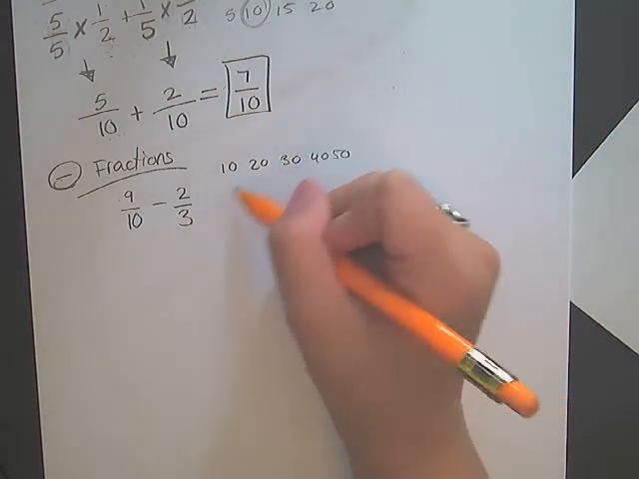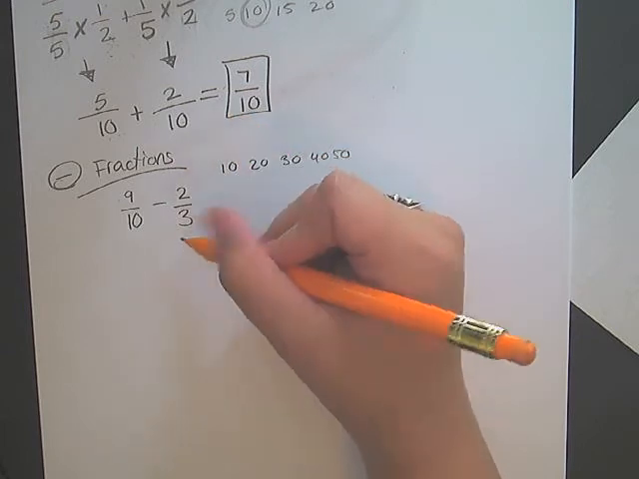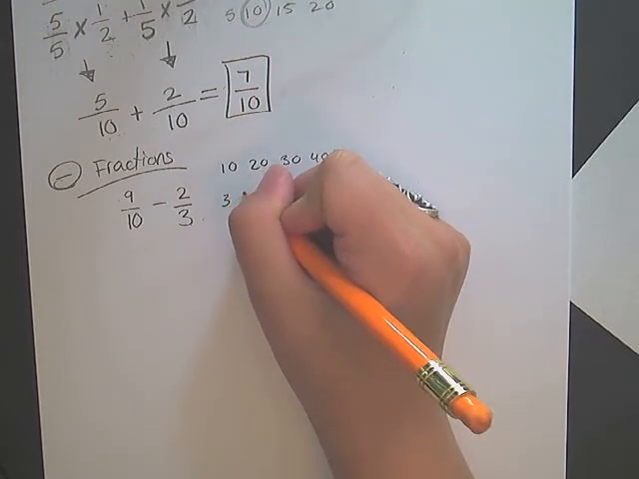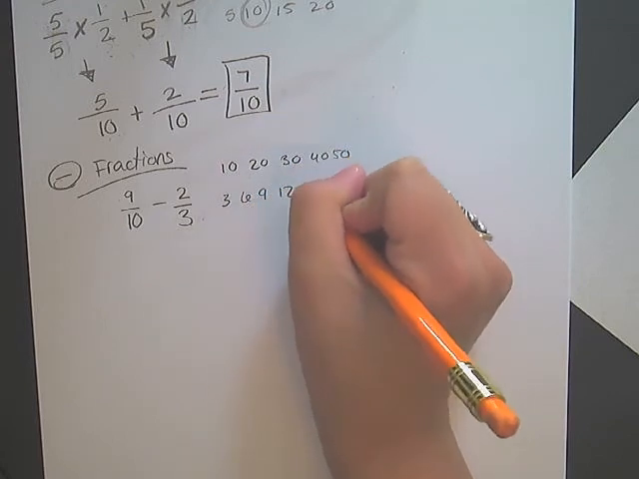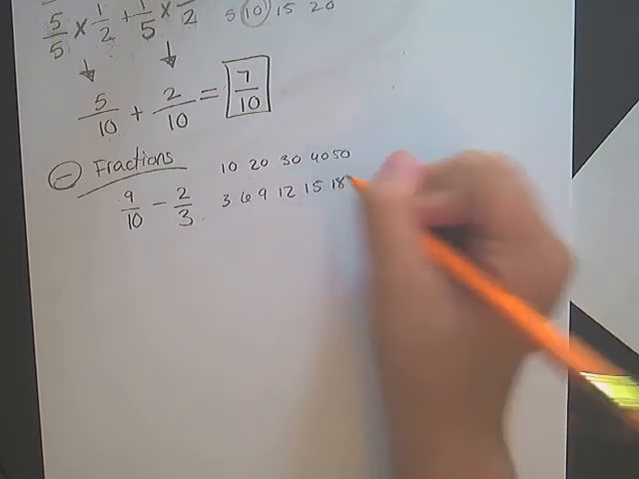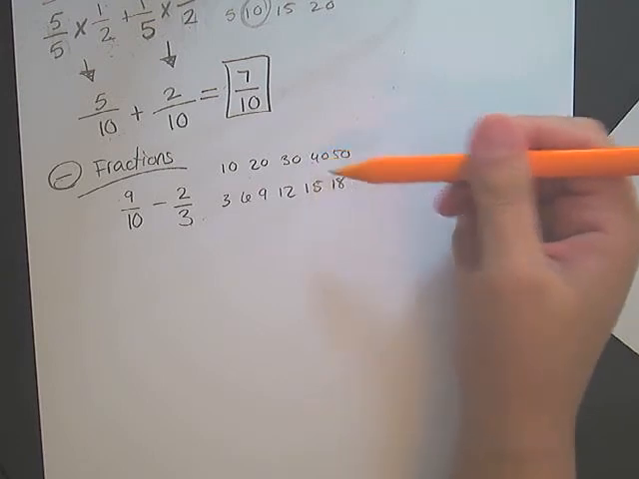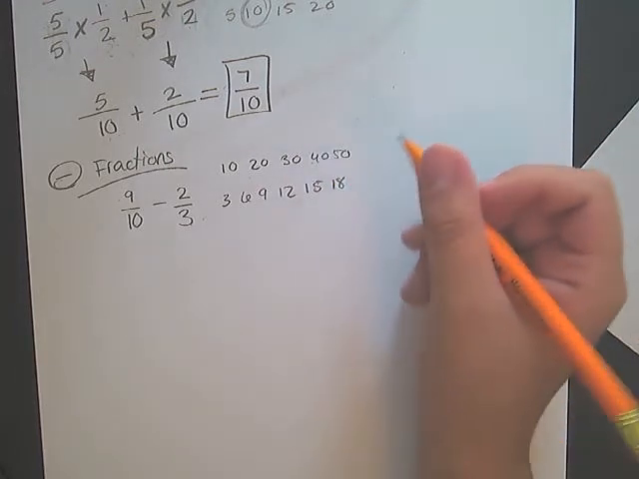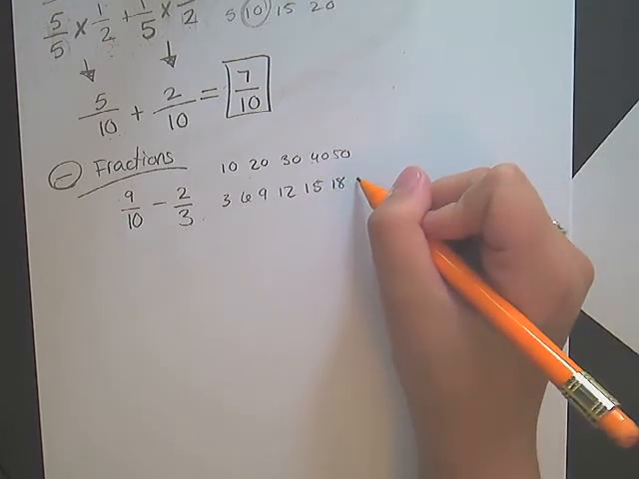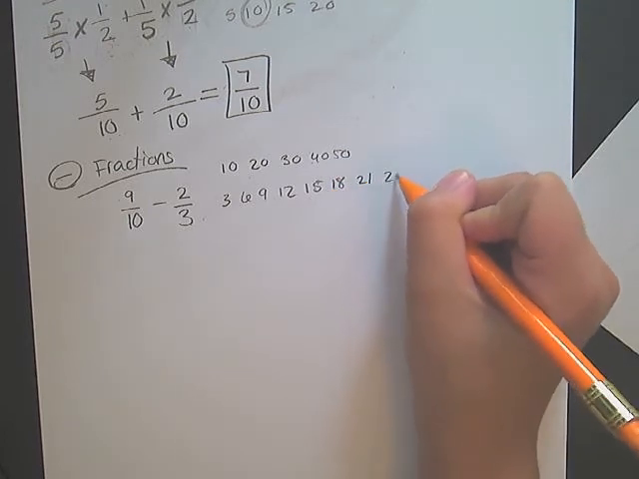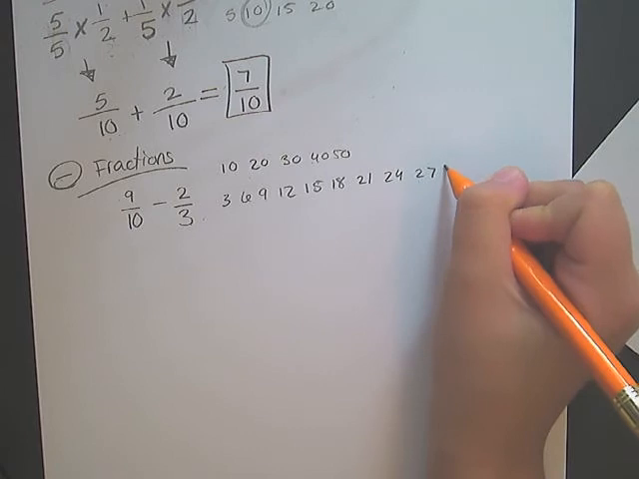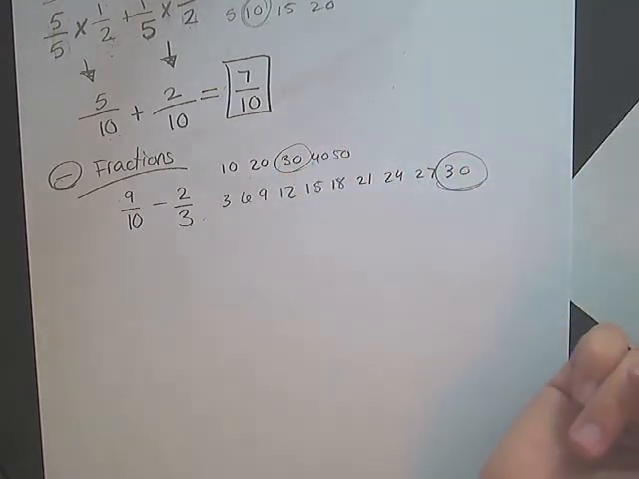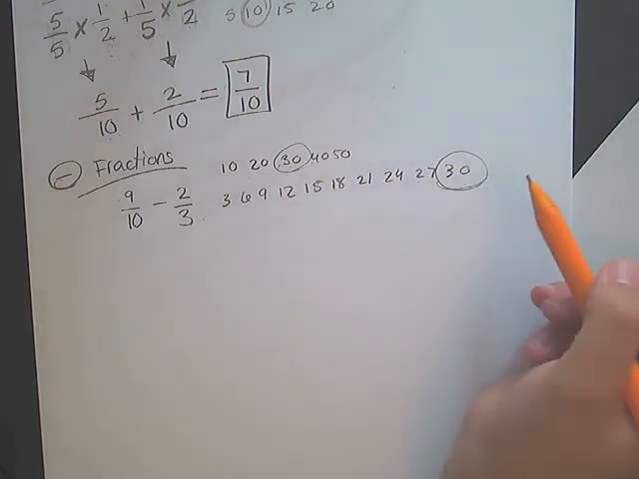Now let's find the least common denominator. Let's list the multiples of 3. So we have 3, 6, 9, 12, 15, 18. Do we see a common denominator yet? No. So we're going to have to keep going. So 15, 18, 21, 24, 27, 30. Oh, there it is. There's our least common denominator. So we're going to have to make both of them 30.